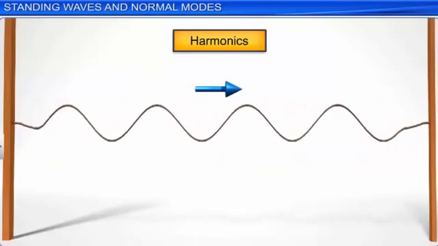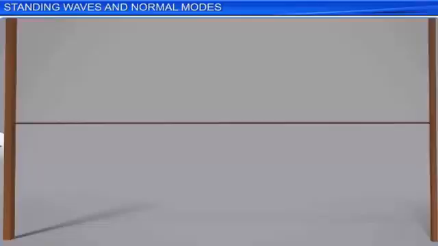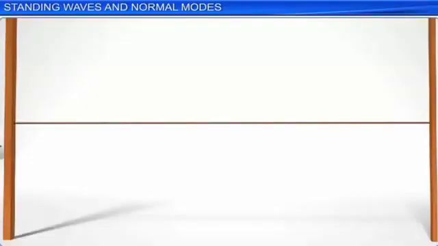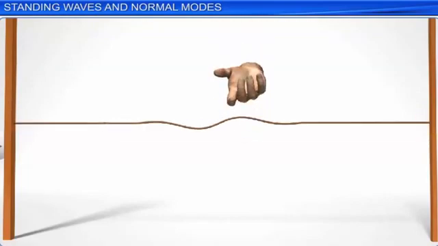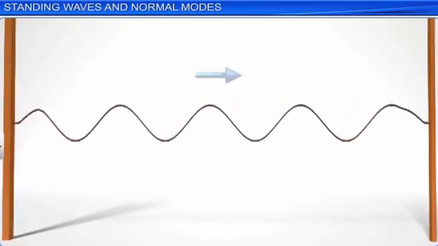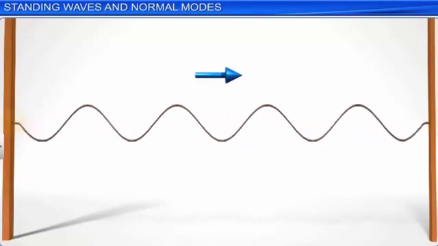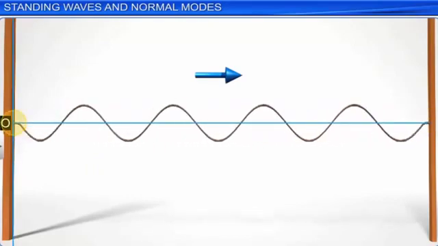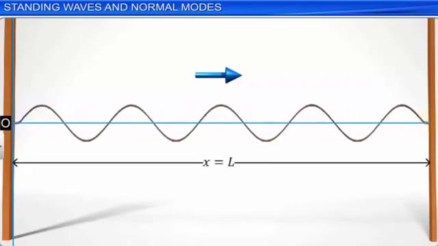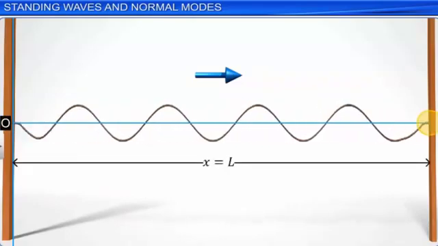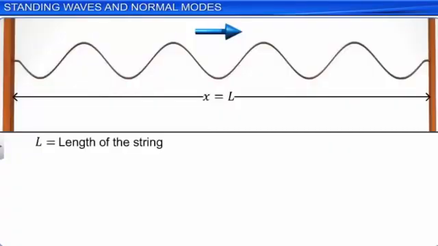We will now discuss harmonics. Let us consider a stretched string that is fixed at both ends and plucked to generate a wave. Nodes are produced at both the fixed ends. If the left end of the string is taken as the origin, then for the right end x is equal to L, where L is the length of the string. For the right end to be a node, the length L is equal to n lambda by 2, for n is equal to 1, 2, 3, and so on.